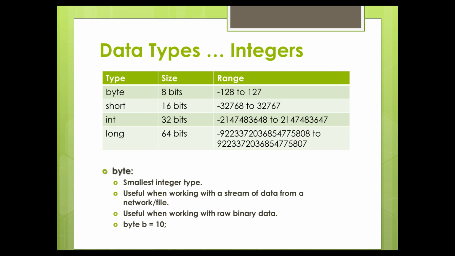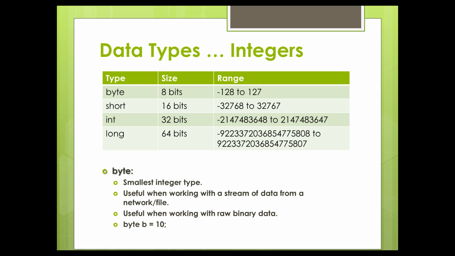The range specifies the minimum and the boundary of the values that you can store in that particular data type. Here the size of byte is 8 bits, and the minimum number that you can store in a byte variable that you have declared is -128.